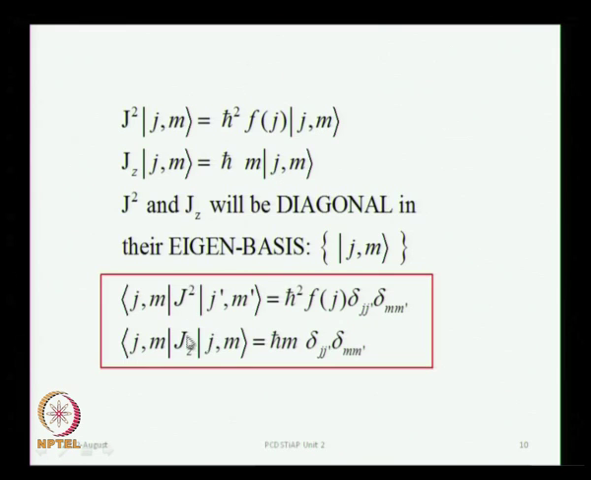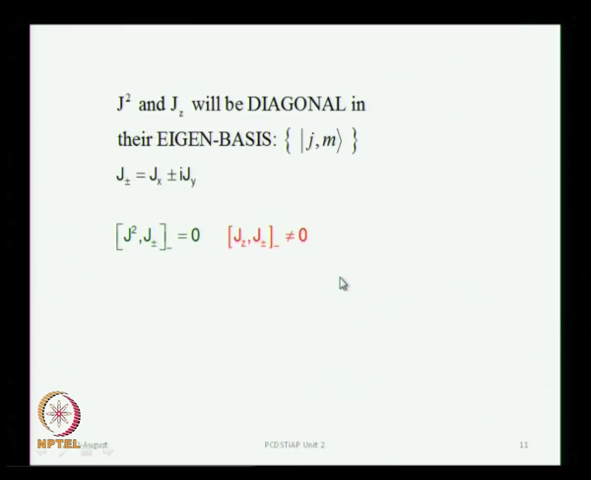So both the matrix element of j square as well as the matrix element of jz must be diagonal in the j and m index, which is what I have represented here. The rest of it comes straight from h cross j and h cross m. Fair enough. Now if we construct these operators j plus and j minus, which are the sum and difference of jx and i jy, then it is clear that j square will commute with j plus and j minus, but jz will not commute with j plus and j minus.